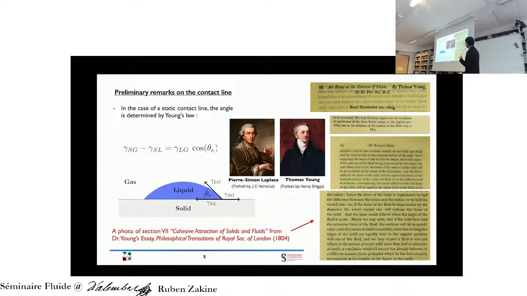There is also one very interesting thing in this essay of Dr. Young: he also discusses the variation of surface tension with temperature, and measured to some extent, in the form of some grains, how much capillary rise will happen. And of course this equation was independently derived around a similar time by Laplace. So I have a photo of Laplace as well.